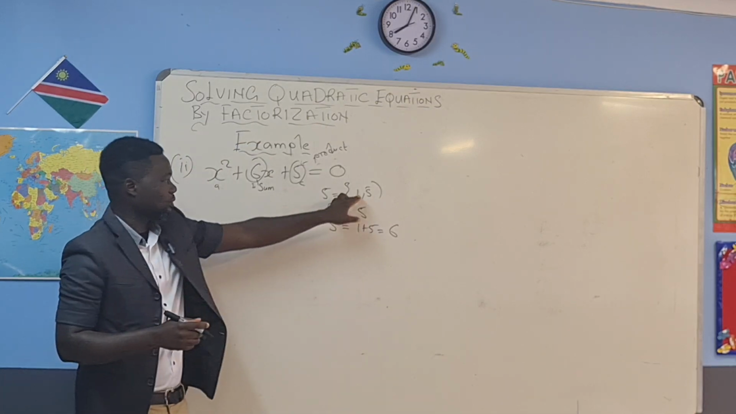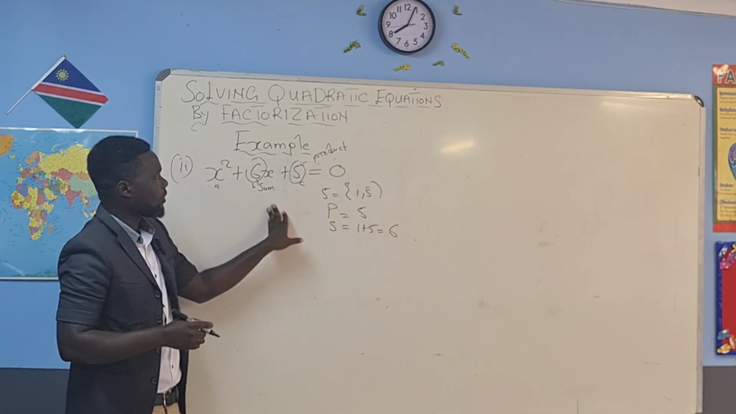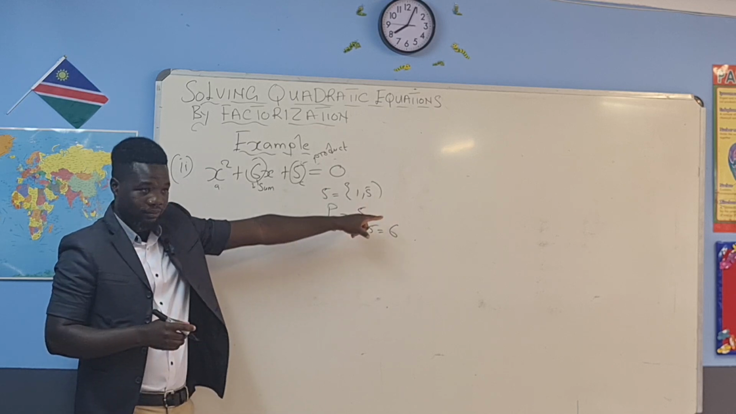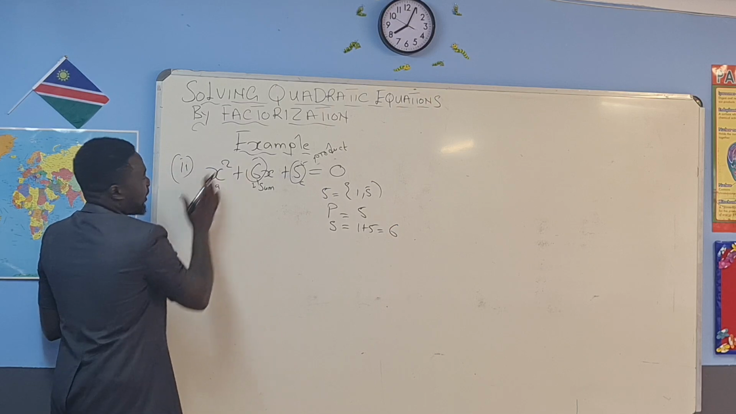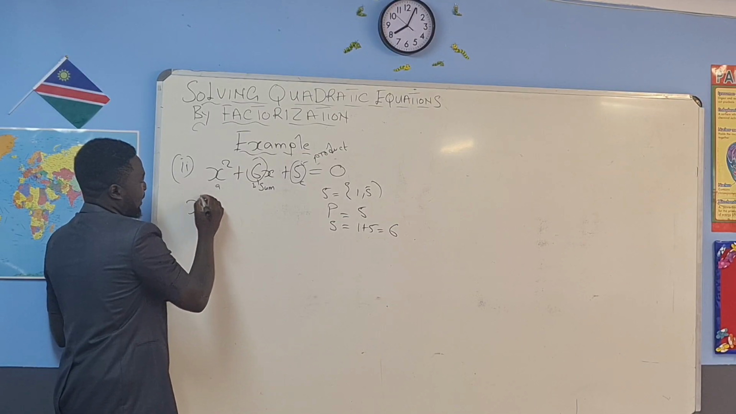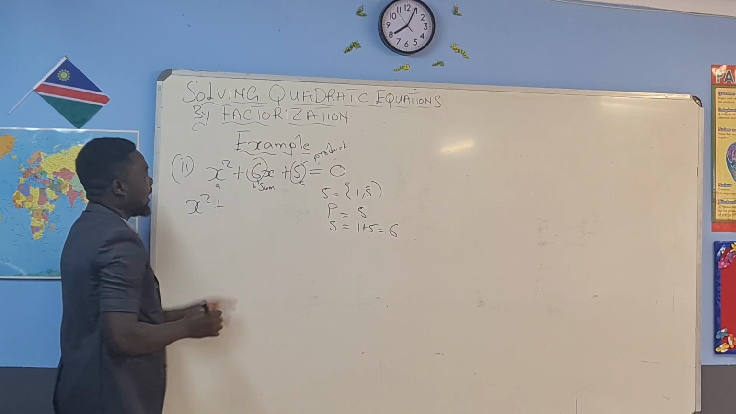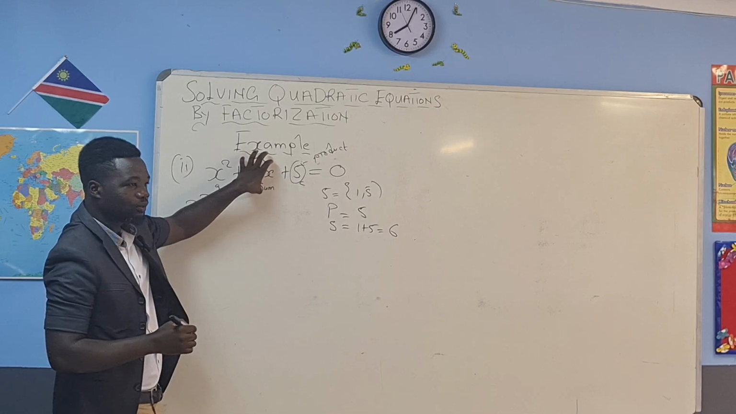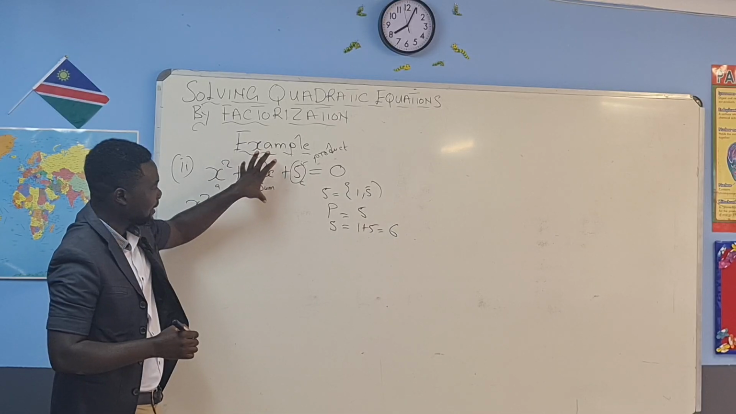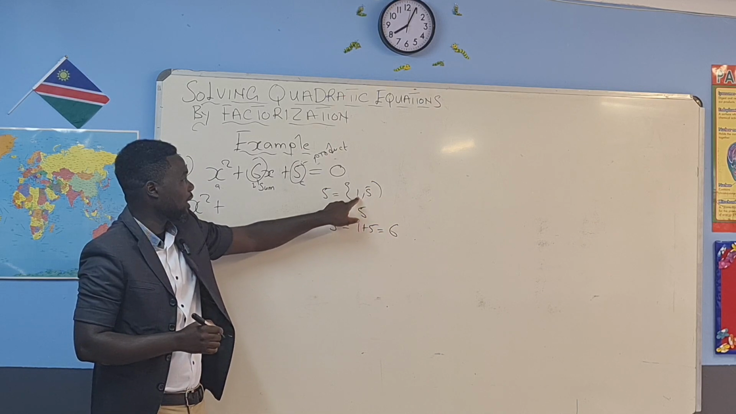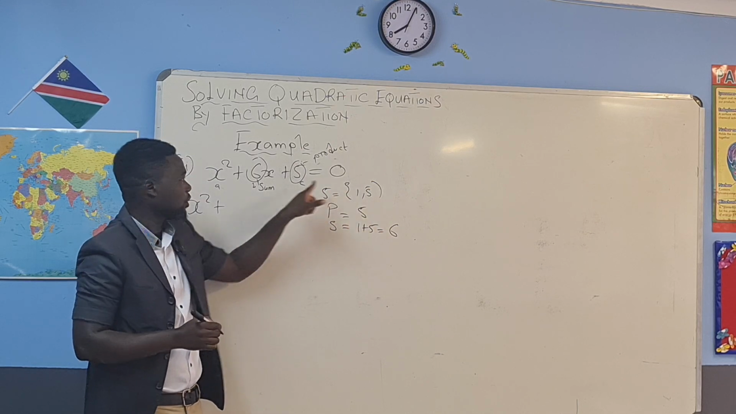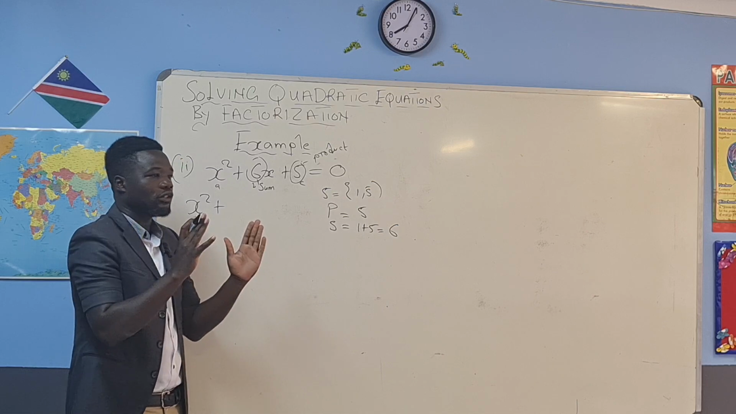So our numbers that we are going to use in this quadratic equation are 1 and what? 5, is it? Now, we are going to come back here. Then we are going to write x squared, then plus. Now, we are going to substitute 6 with 1 and 5, because if we add these 2 numbers, we are going to get what? 6. We are just going to break it.